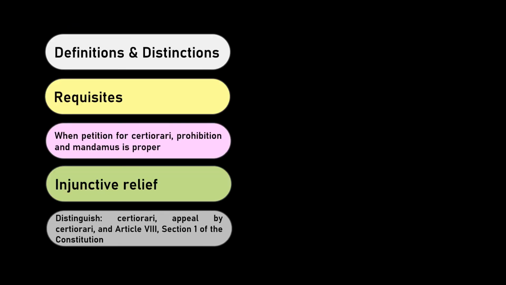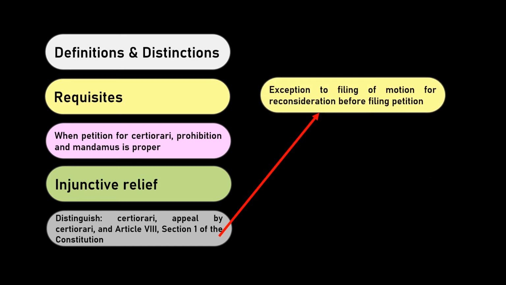This video is now part 3 of Rule 65, Certiorari, Prohibition, and Mandamus. So we'll go now to this topic, distinguishing Rule 65 from Rule 45. Your Rule 45 is your appeal by certiorari, or what they call now your petition for review on certiorari, and from your judicial power. Your judicial power is your Article 8, Section 1 of the 1987 Constitution. Isama na rin natin sa discussion this one.